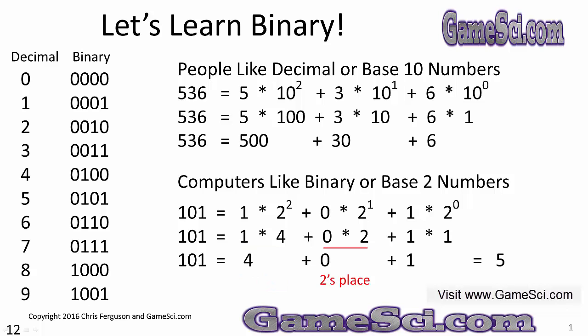2 to the first power is 2. So this is really 0 times 2, because it's in the 2's place. 1 times 1, 2 to the 0 power is 1. So this is really just a 1. So we have a 1 in the 4's place, and we have a 1 in the 1's place. 4 plus 1 is 5. Binary 101 breaks down to decimal 5.